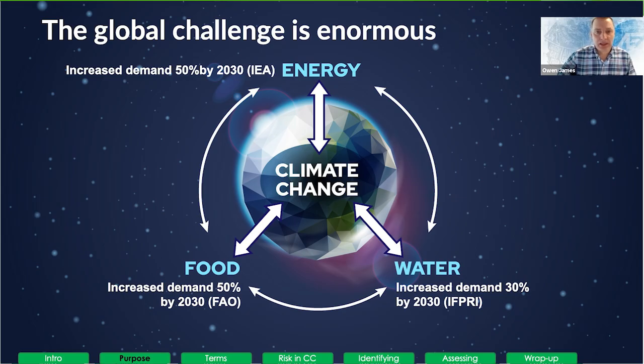So let's zoom out a little bit and think about what's happening in the world. We hear these numbers around energy, food, water. We know that in terms of the global context, our planet is facing significant demands. That creates challenges for us to provide enough energy, food, water, or other resources. And we know that climate change is only going to exacerbate these challenges.